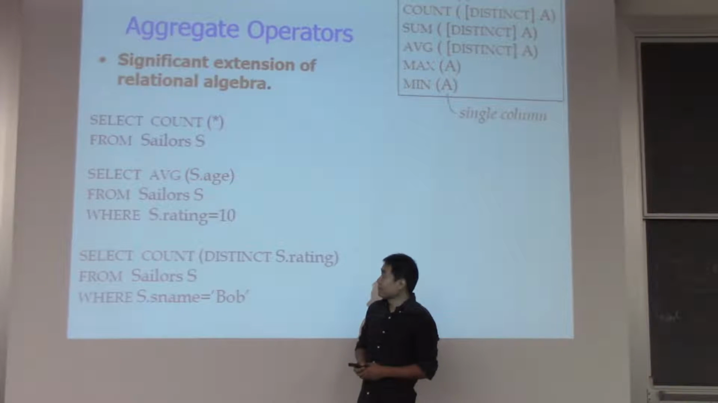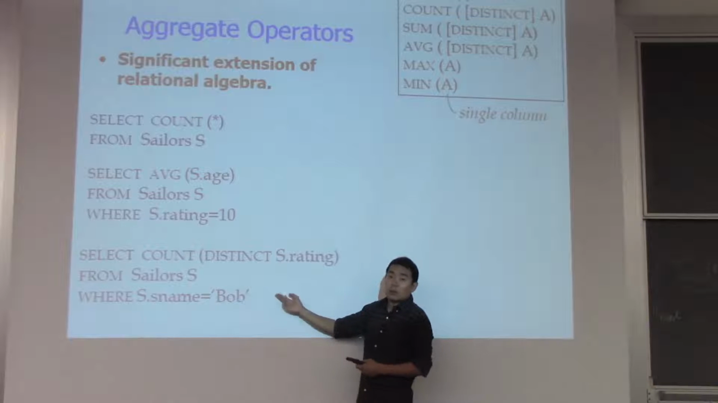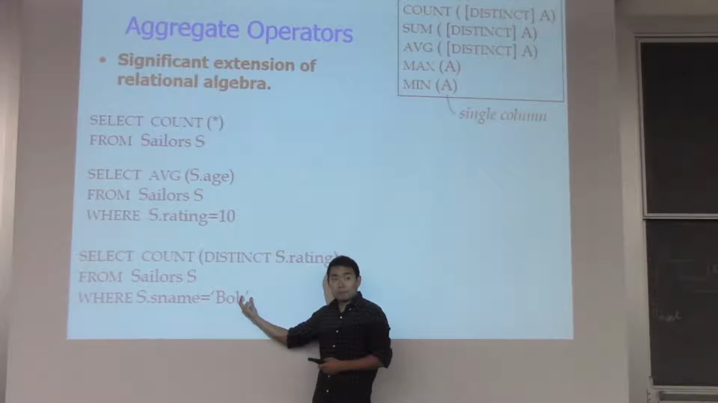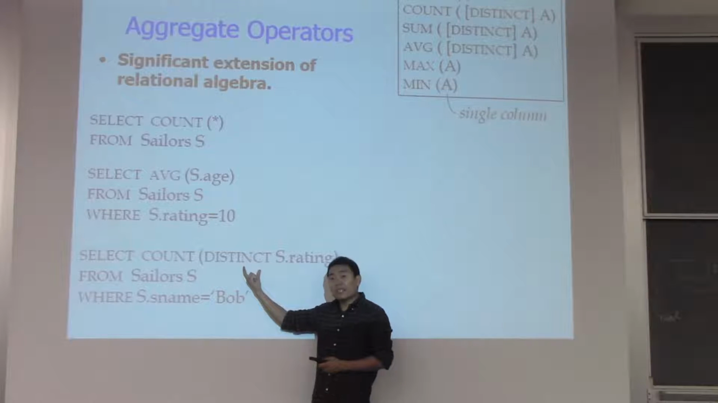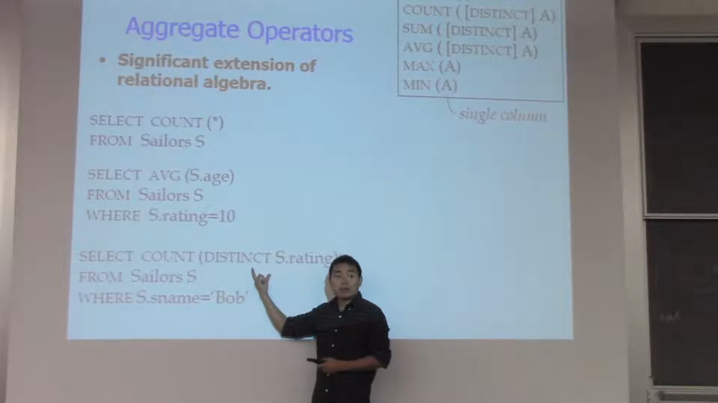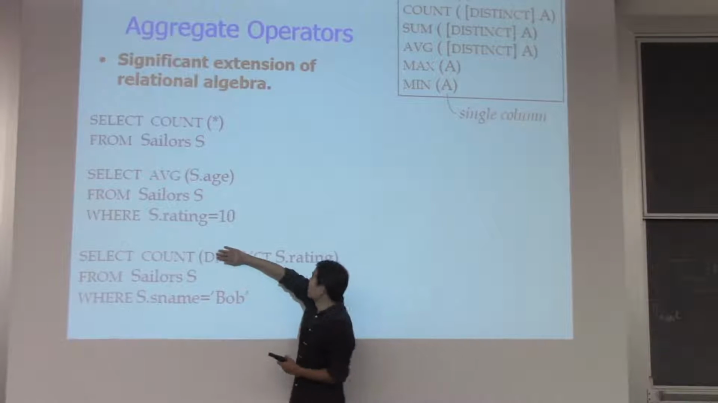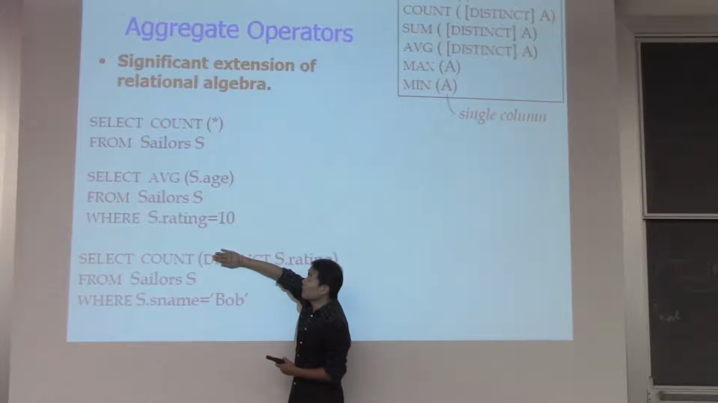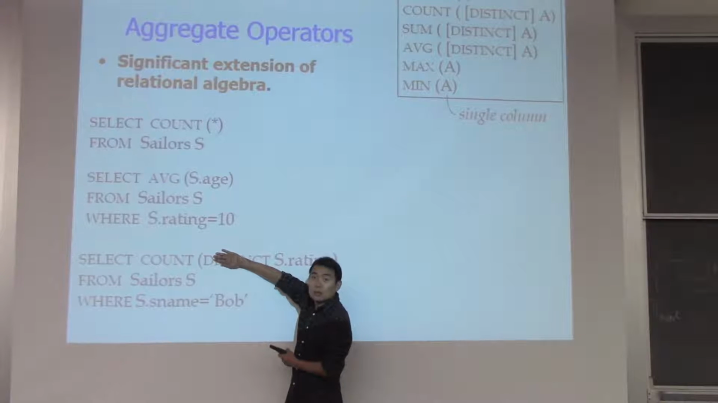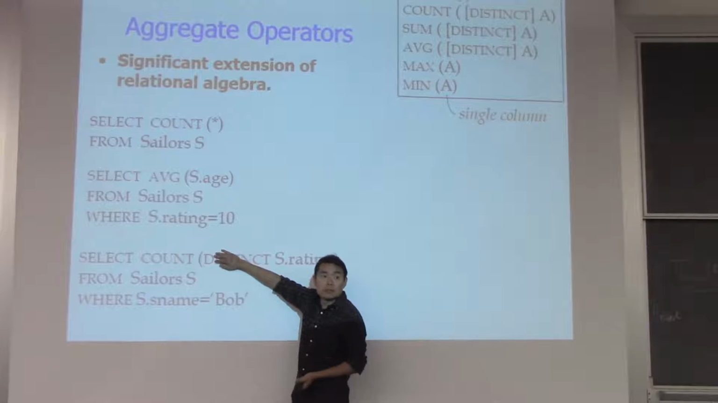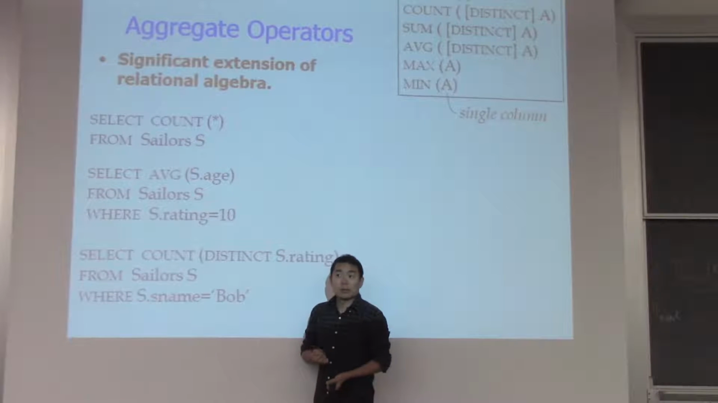What does that mean? Well, what this means is for all the sailors named Bob, how many distinct rating values they have collected, they have received, rather than just count sailor rating. If I remove distinct, what happens here? This essentially counts what? Total number of sailors named Bob. That's it. Doesn't matter what you supply here.